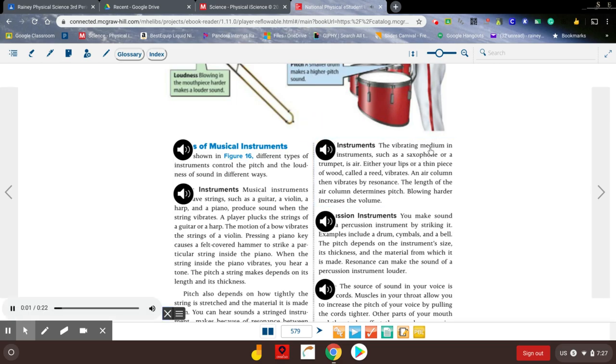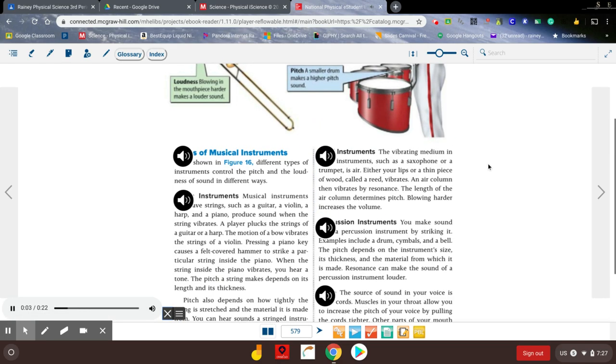Wind instruments. The vibrating medium in wind instruments, such as a saxophone or a trumpet, is air. Either your lips or a thin piece of wood, called a reed, vibrates. An air column then vibrates by resonance. The length of the air column determines pitch. Blowing harder increases the volume.